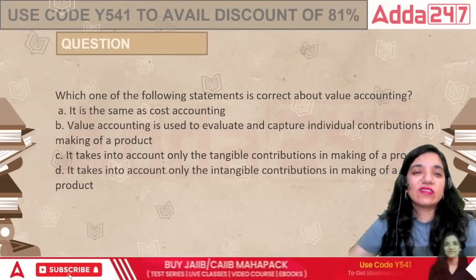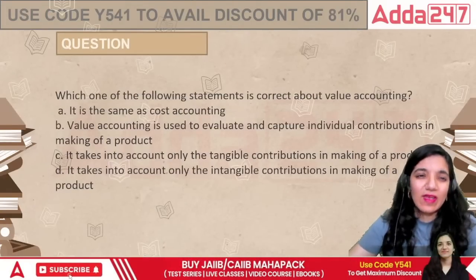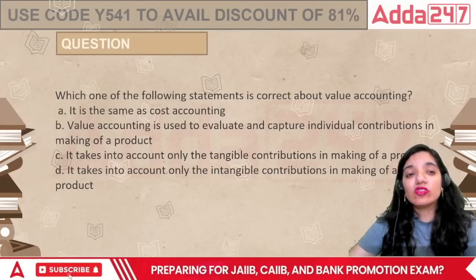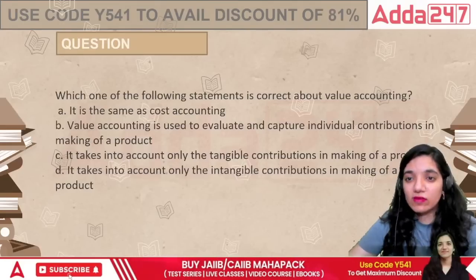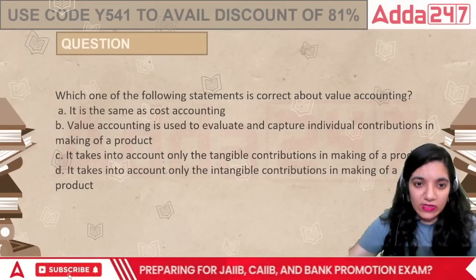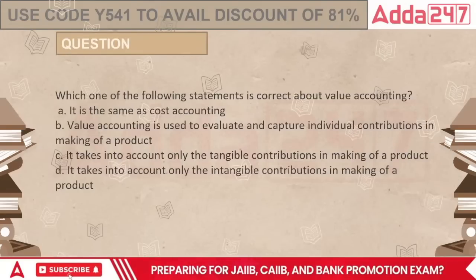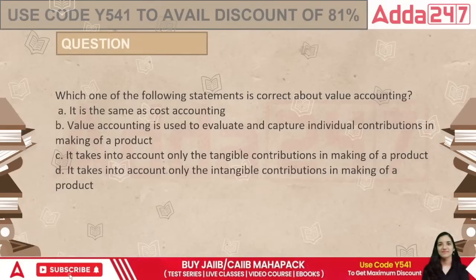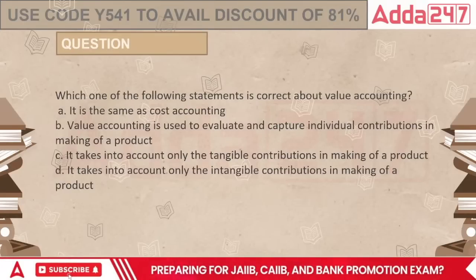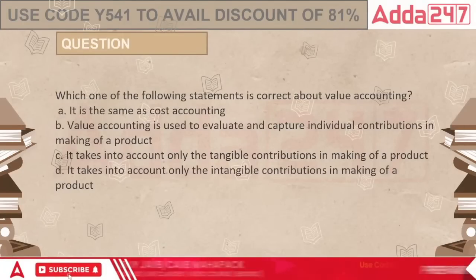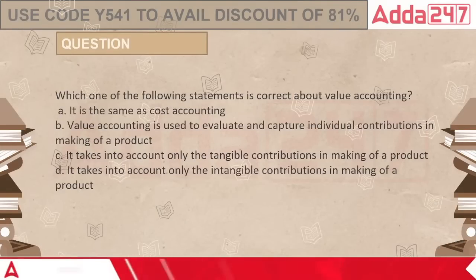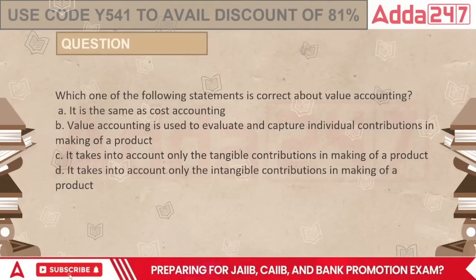Now, the first option says it's the same as cost accounting. Value accounting is used to evaluate and capture individual contributions in making of the product. It takes into account only the tangible contributions in making of the product, or it takes into account only the intangible contributions in making of a product. This is basically a question which is purely theoretical and has multiple statements which are all confusing. So what is true about value accounting, everyone?